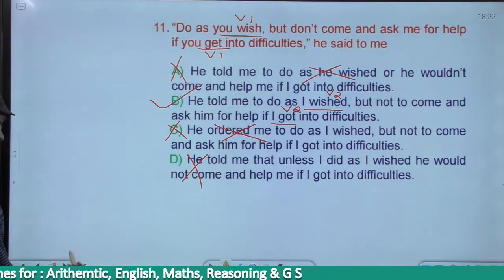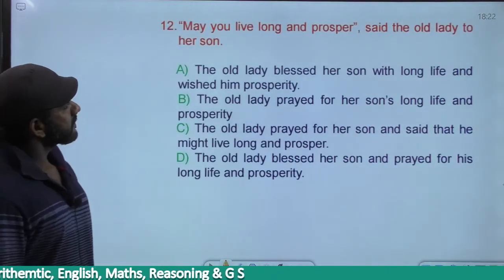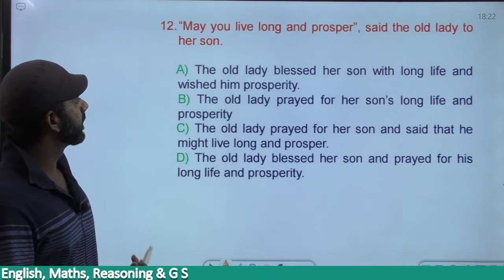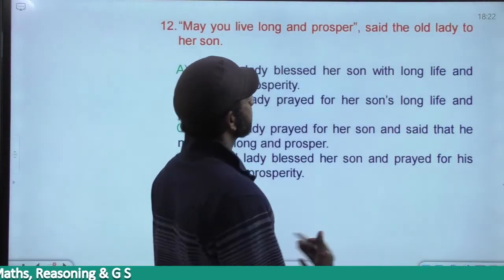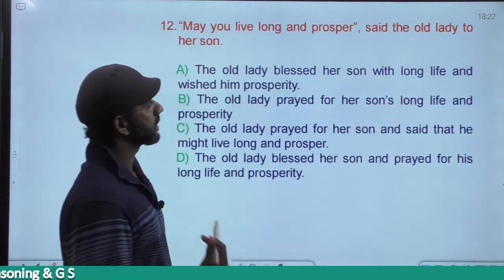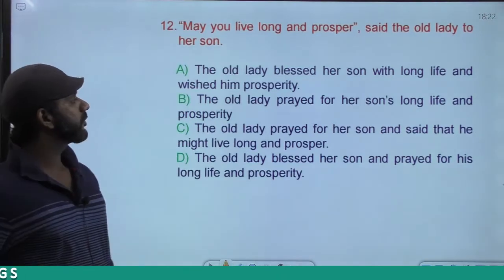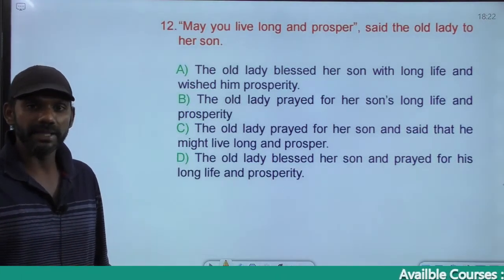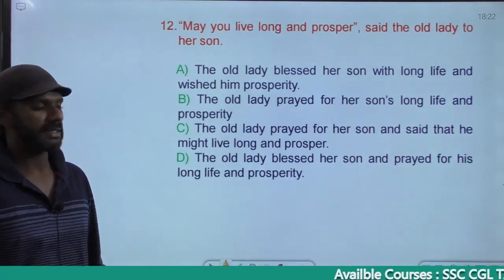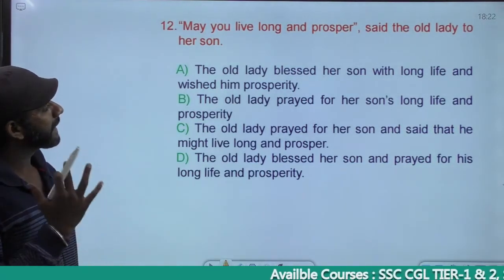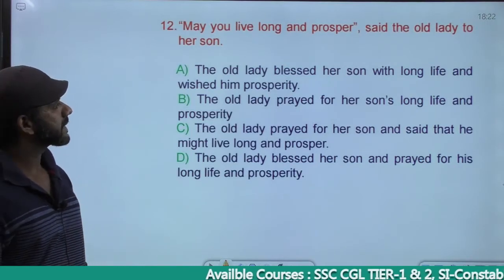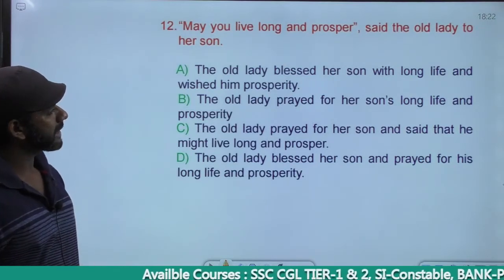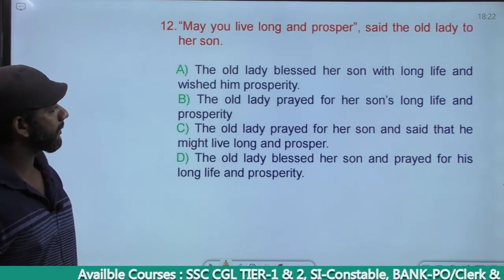Come to the next one. May you live long and prosper, said the old lady to her son. May you live long and prosper. This is a desire, a wish, or a prayer. Optative sentence. Right. Now, may becomes might. May changes to might.